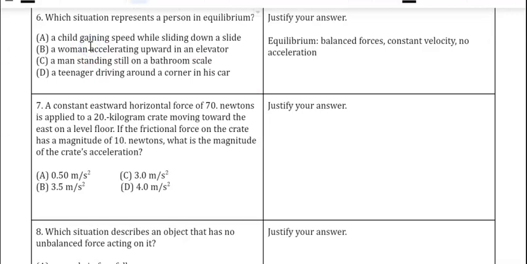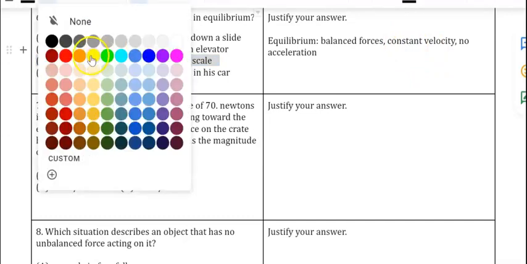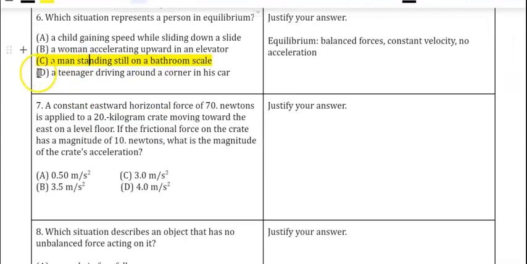So to answer the question, a child gaining speed, that's a type of acceleration. We can't have that. A woman accelerating upward, obviously acceleration. We can't have that. Standing still, that actually is a type of constant velocity. It's just a zero velocity. So standing still will count as equilibrium. And then the last one, a teenager driving around a corner. That one's kind of tricky because you have to remember that turning counts as acceleration.